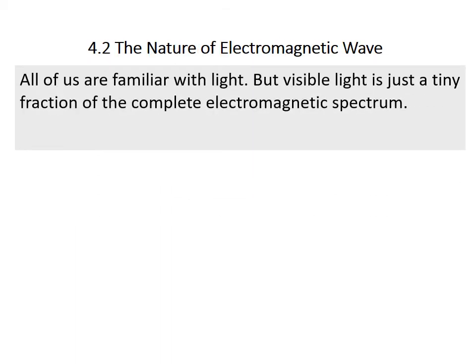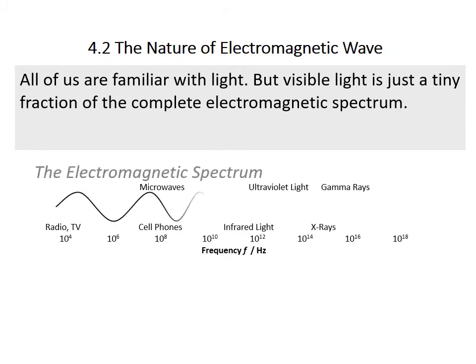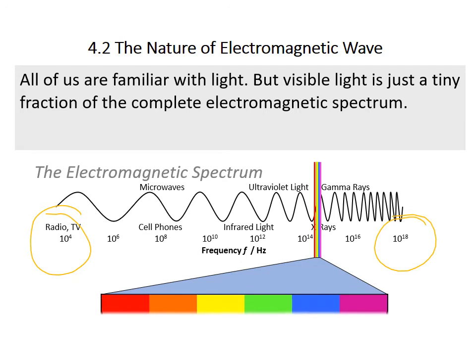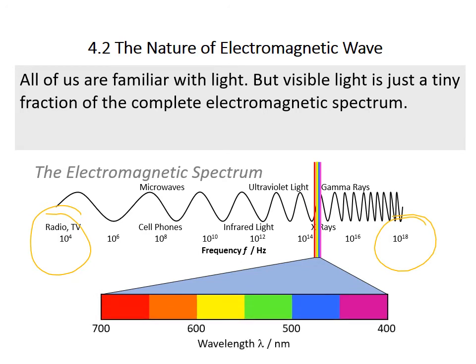We're all familiar with visible light, but this light is just a tiny fraction of the complete EM spectrum. The EM spectrum ranges from long wavelength, low frequency radio waves to short wavelength, high frequency, high energy gamma rays. Visible light comprises just a small portion of this, and it ranges from red to violet, red having 700 nanometers of wavelength, and violet 400 nanometers, higher energy. This is lower energy, higher energy.